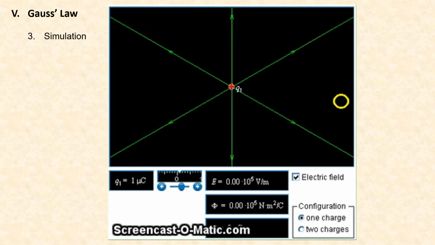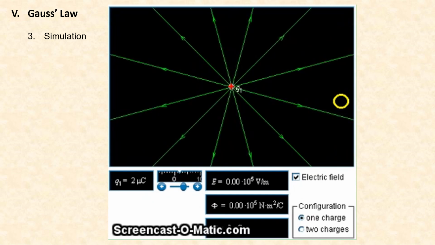Take a look, according to our electric field line model, the lines of force or field lines emanate from that positive charge and move outwards towards infinity. Take a look at what happens if I double the charge according to our model. I go from 1 microcoulomb to 2 microcoulombs. We double the number of field lines.